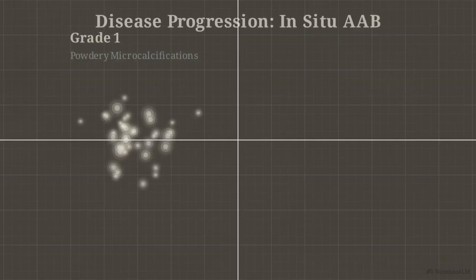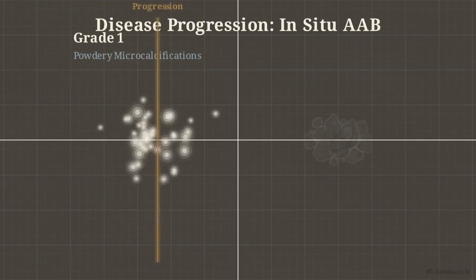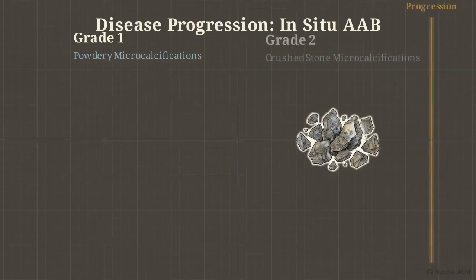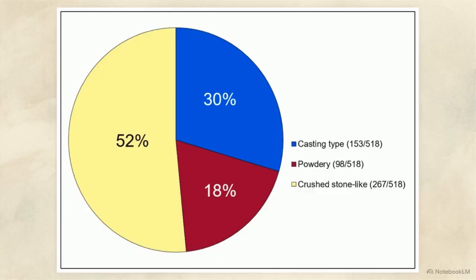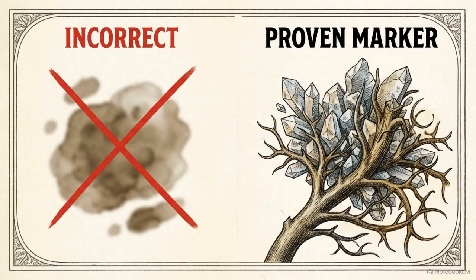As the cancer advances to grade 2 in situ AAB, the biomarker shifts. It presents as clustered pleomorphic microcalcifications that look like crushed stone. This chart details the distribution of malignant-type calcifications in a screening population. Powdery calcifications account for 18%, and crushed stone-like calcifications account for 52%. Combined, these two types represent 7 out of 10 malignant calcification cases. These specific calcification shapes are not random artifacts. They are the direct biophysical consequences of a malignancy localized specifically within the TDLU.